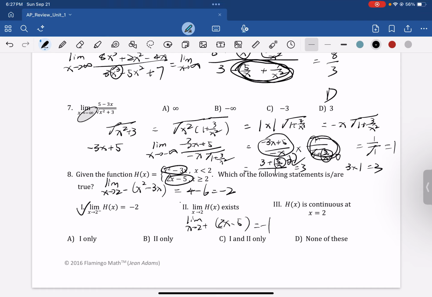For the last one, if h of x is continuous at x equals 2, that means the right-hand side and left-hand side limits are equal, which means the function has a limit as x approaches 2. However, for this one, the limit does not exist. So the function is not continuous at x equals 2. So this one is wrong. We have to choose A.